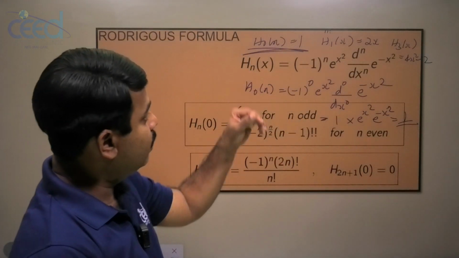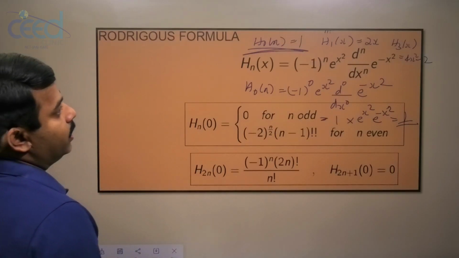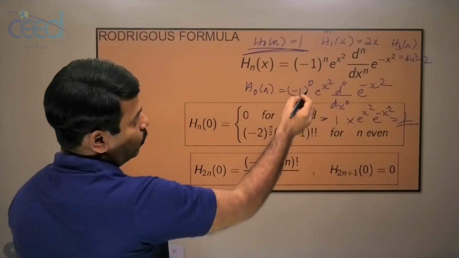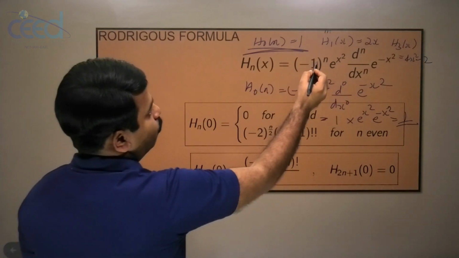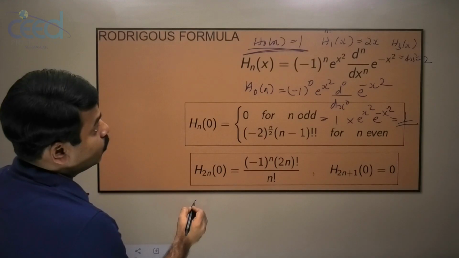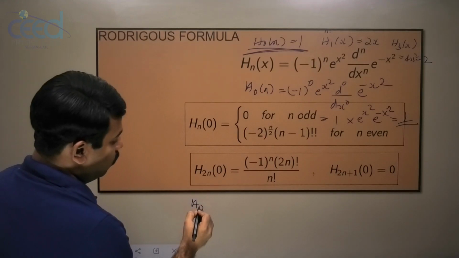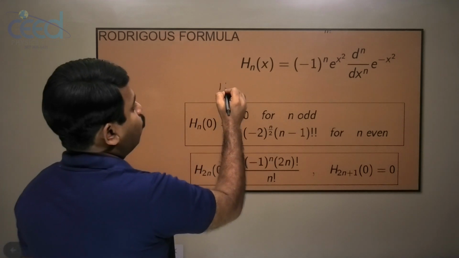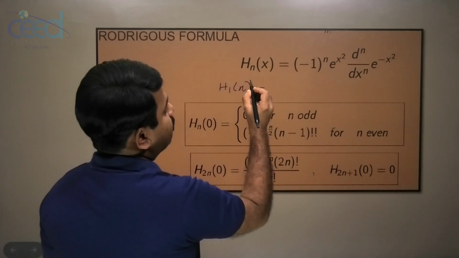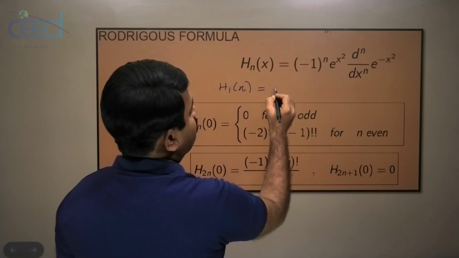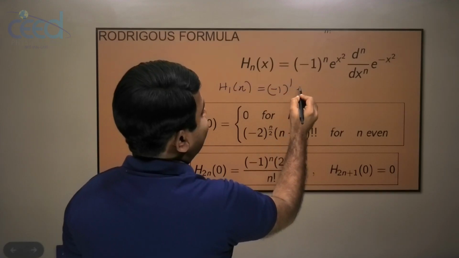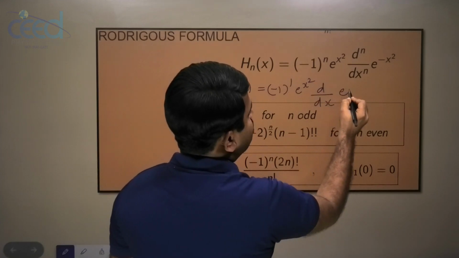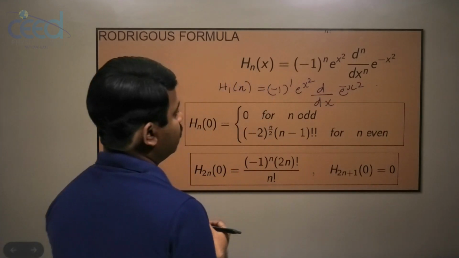Alright. Similarly, h1 of x also we can find. The h1 of x value is 2x. We can find out that. See, look here. Here you put n equal to 1: minus 1 raised to 1, e raised to x square, d by dx of e raised to minus x square, right?